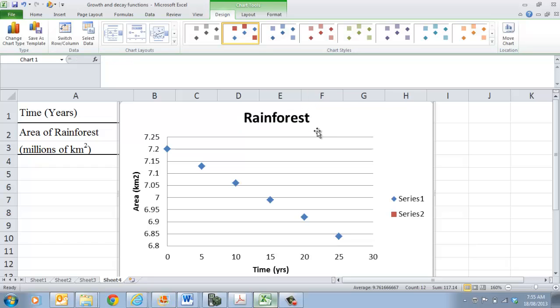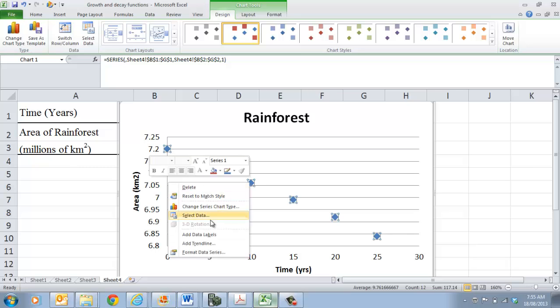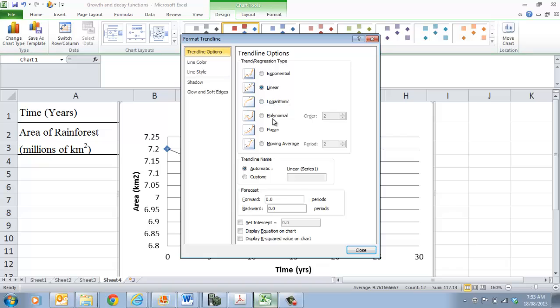Now, the good thing about this is it does look good, and when you're doing an investigation, you can easily put this data into your graphics calculator, or into your assignment by pasting it in. Now, if I click on the data itself and right click, then I can do a thing called adding a trend line, which essentially does what we did in our calculator.